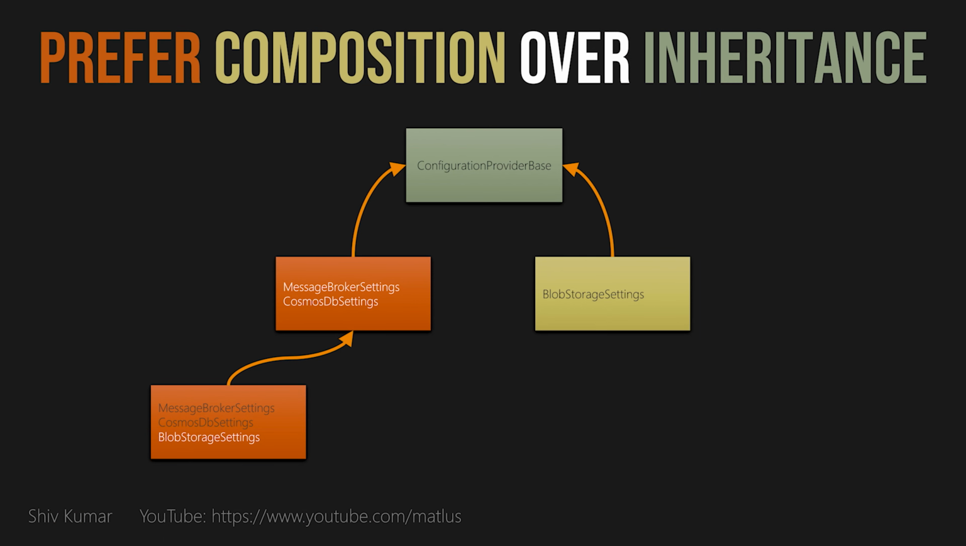The solution is composition. And for those of you who don't know what composition is, essentially it's a class that is comprised of multiple other classes, or certain functionality is implemented by other classes. And we'll see examples of that. All right. So I'm going to show you the code now.